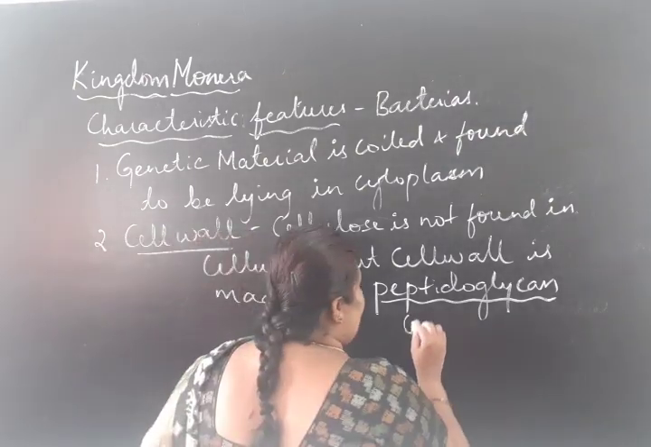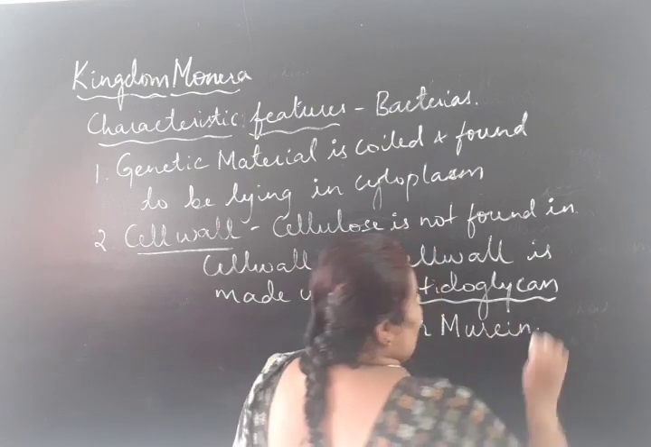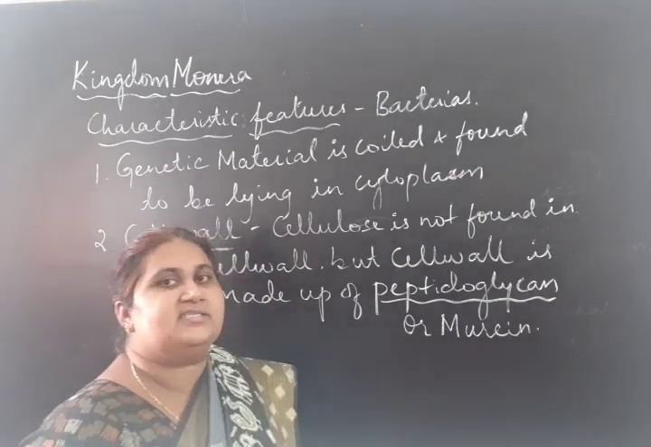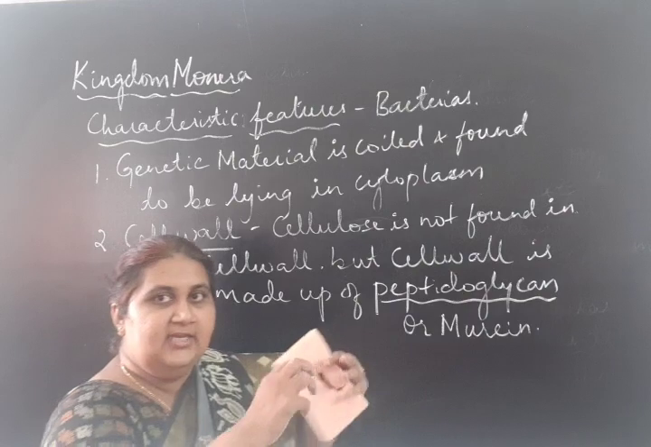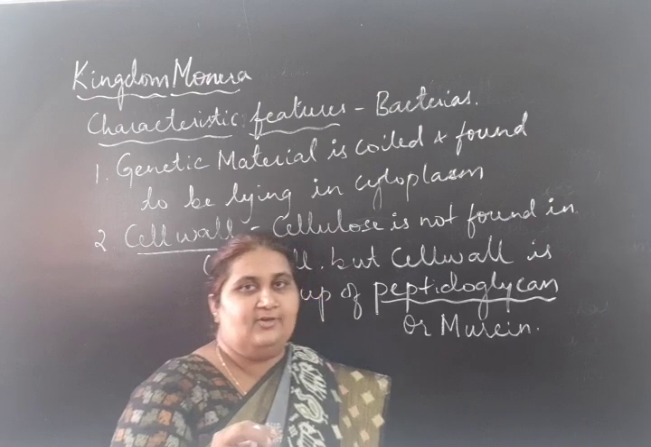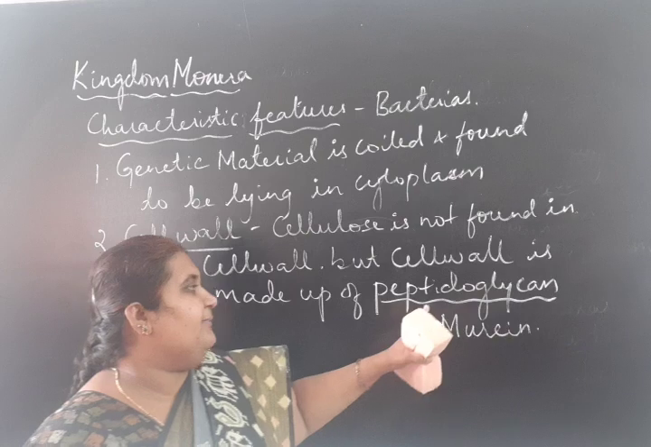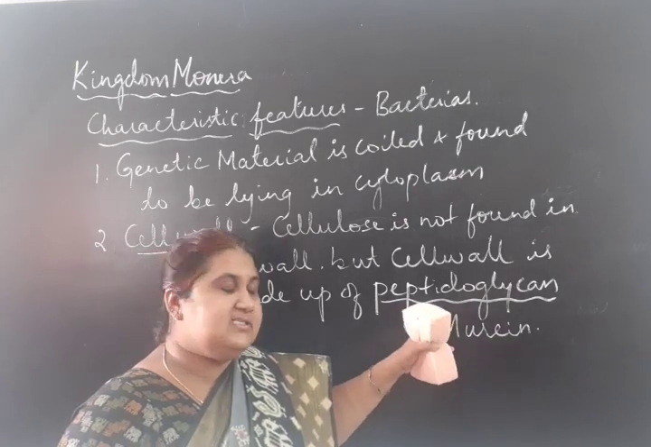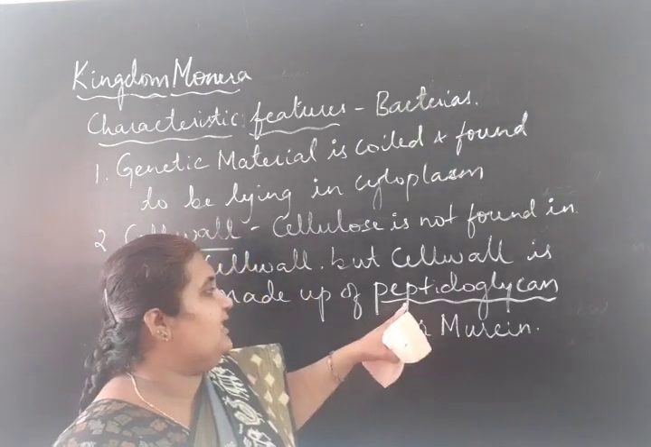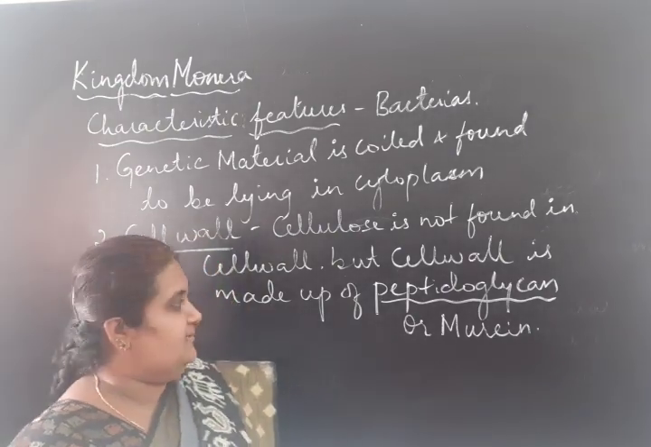Peptidoglycan is otherwise also known as murein, a polymer. Polymer means a chain which has been formed by sugar and amino acid. So that polymer we call peptidoglycan. So what is the cell wall composition in case of the bacteria? The bacterial cell wall is made up of peptidoglycan.